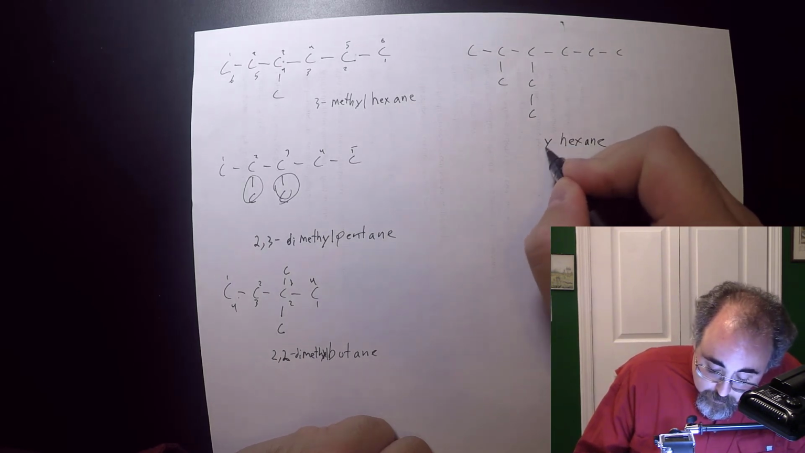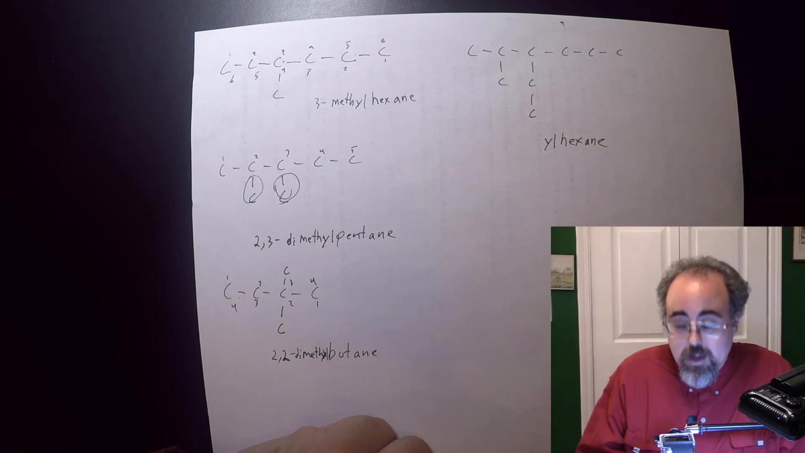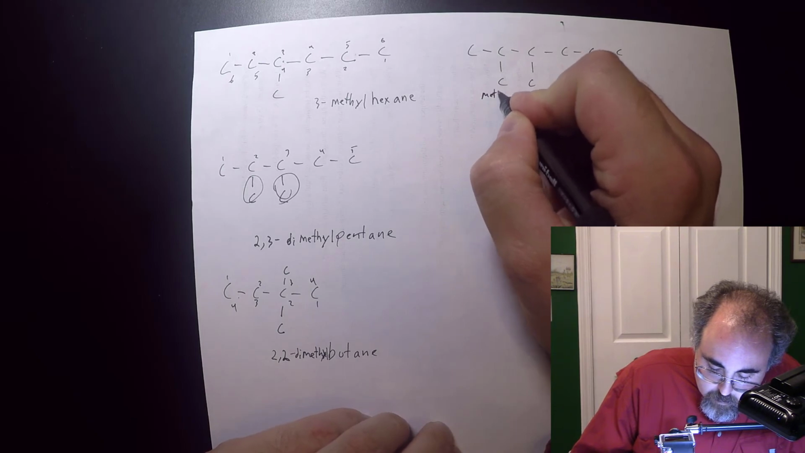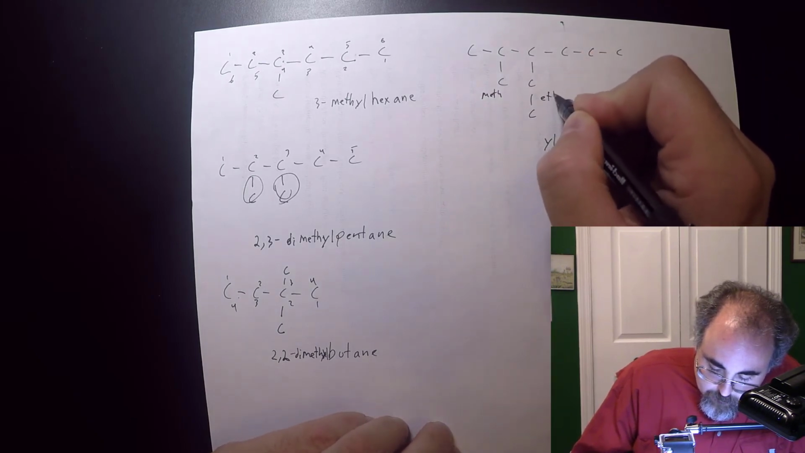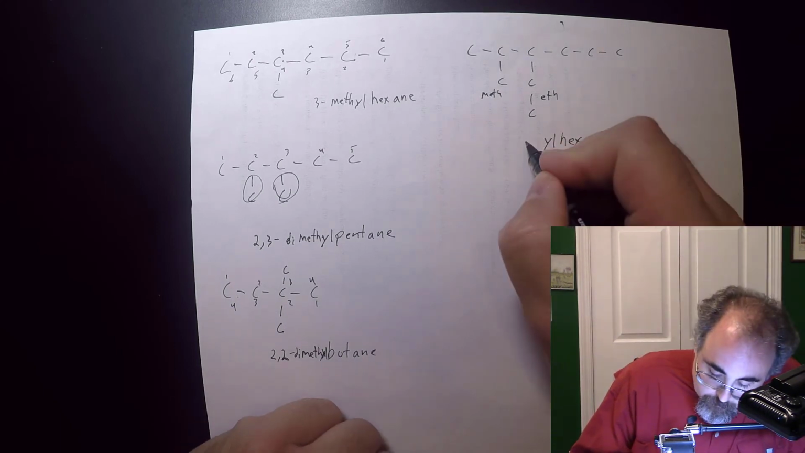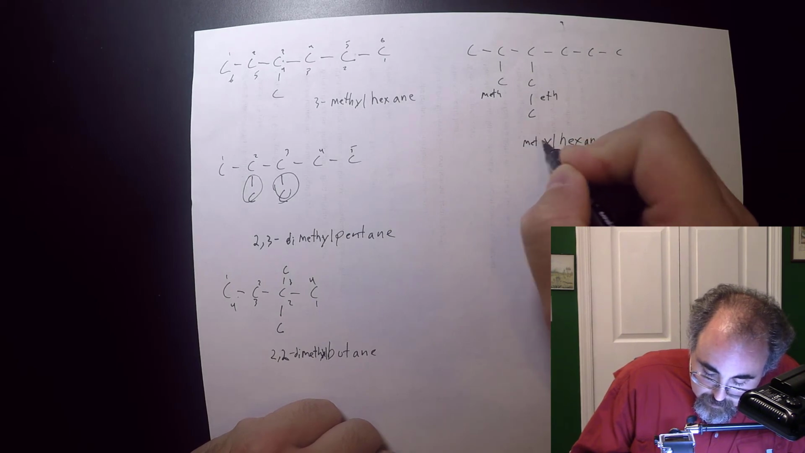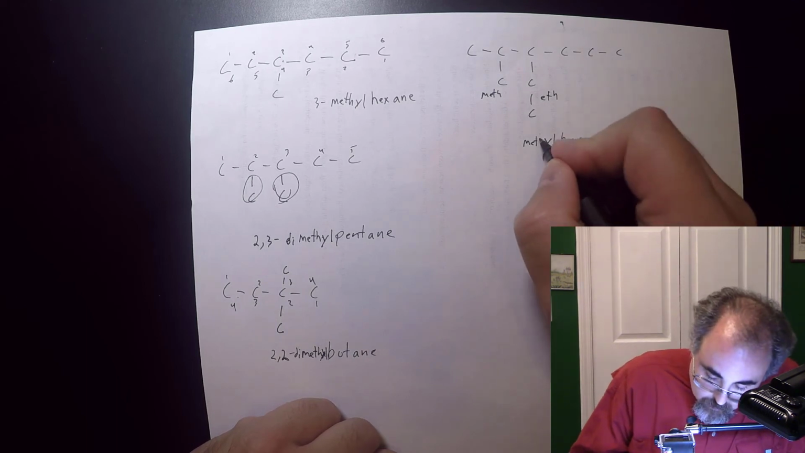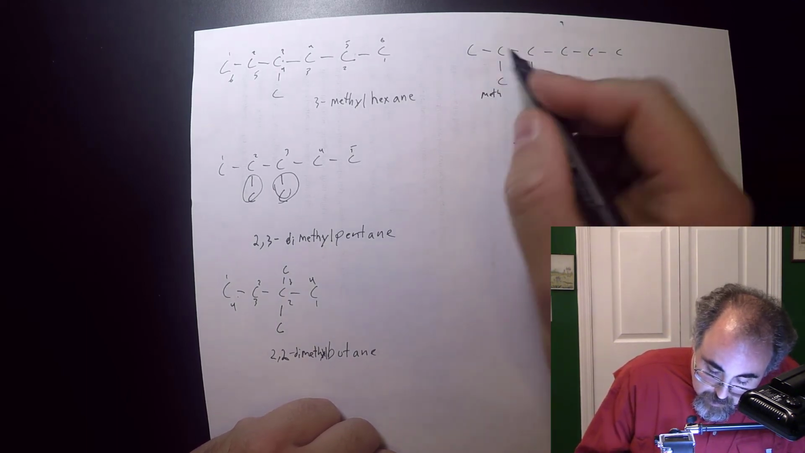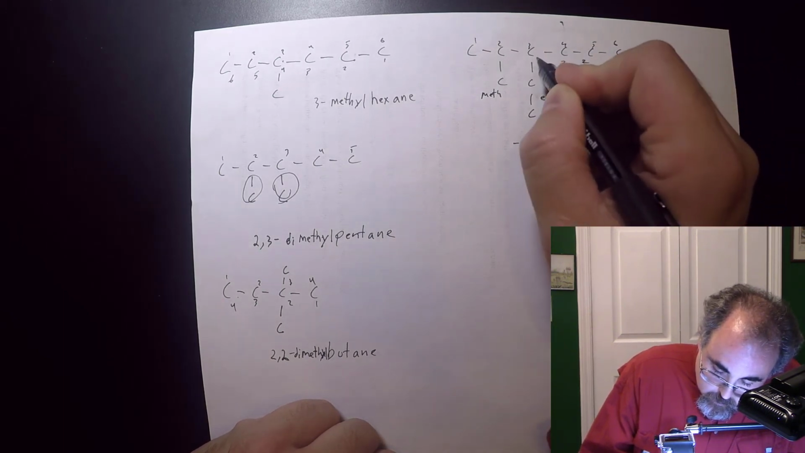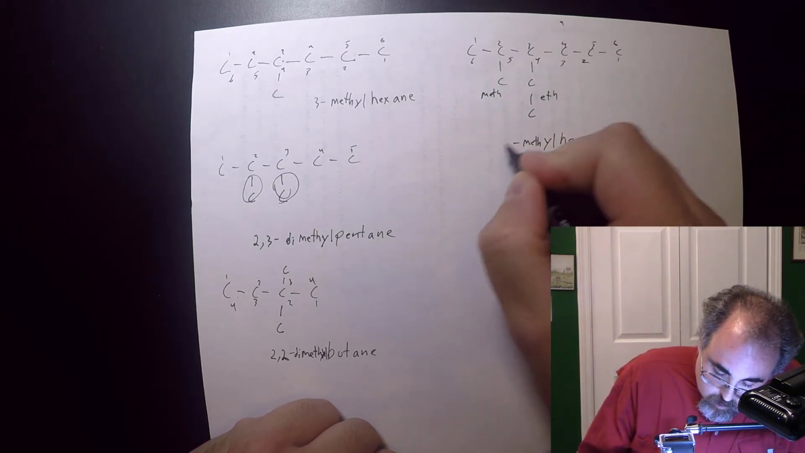Now, I know I'm going to have a branch, so I'm going to have the YL, but which one do I put? I've got a methyl group here and an ethyl group there. Well, I'm going to put them in alphabetical order. So this will be methyl, because M comes after E. That's methyl. This is going to be 1, 2, 3, 4, 5, 6. So it's going to be 2-methyl.